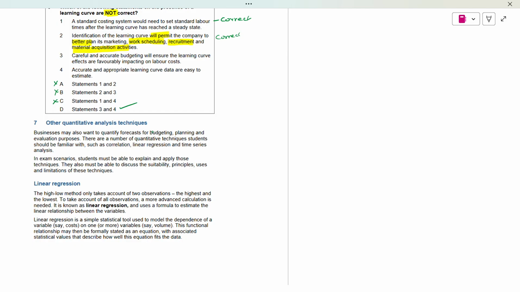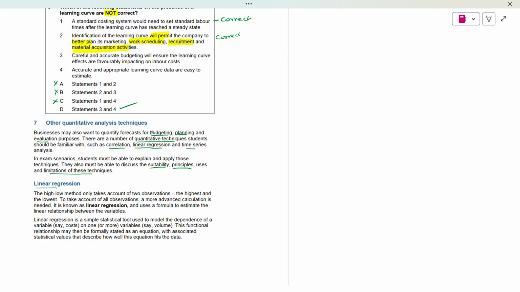Business may also want to quantify forecast for budgeting, planning, and evaluation. There are a number of quantitative techniques students should be familiar with, such as correlation, regression, time series. In exam scenarios, students must be able to explain and apply these techniques. They must be able to discuss the suitability, principle, uses, and limitations. One of the methods is linear regression.